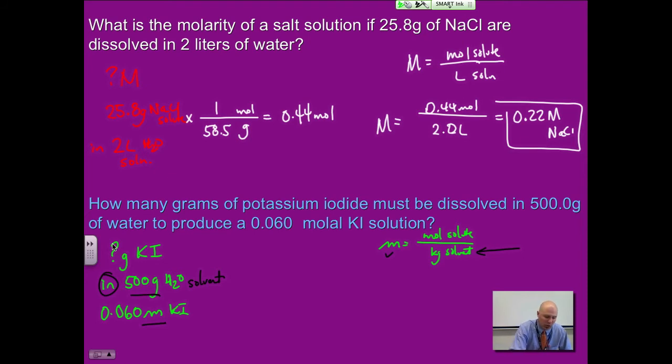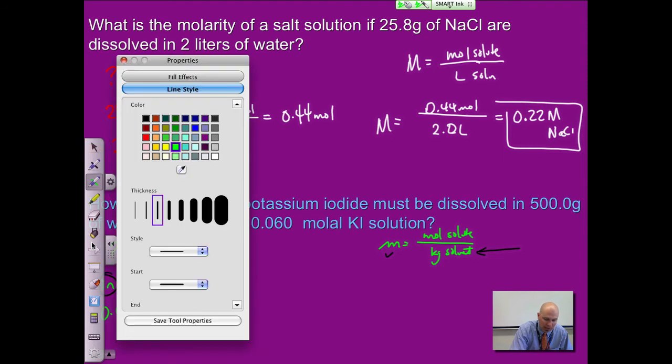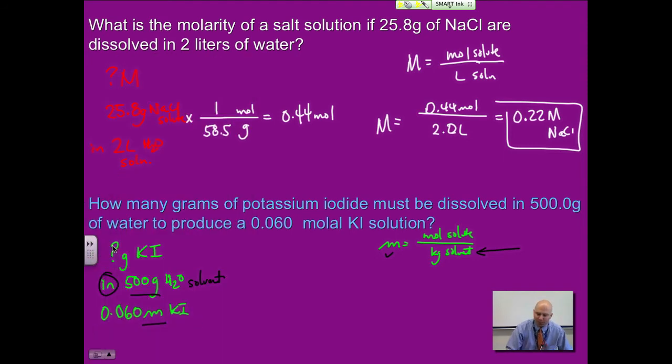What's not known this time, let me grab a different color, let's do yellow. All right. What's not known this time is my amount of solute. I'm looking for my moles of solute. In essence, I can then convert to grams. So I'm a big fan of rewriting the equation, solving for moles. So moles is equal to molality times the kilograms.